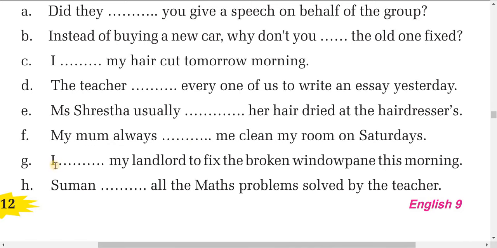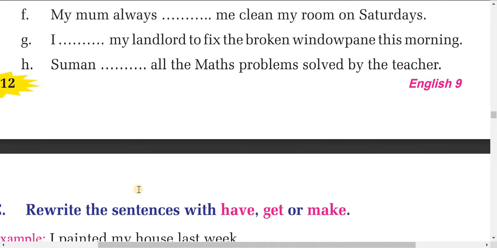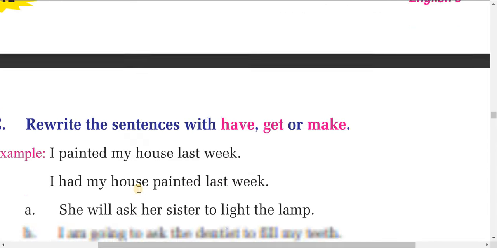Now G, I got my landlord to fix the broken windows this morning. I got, write down here "got", because after got there is agent and "to" one. And yes, Suman, okay, here you can write Suman got or had all the maths problems solved by the teacher.